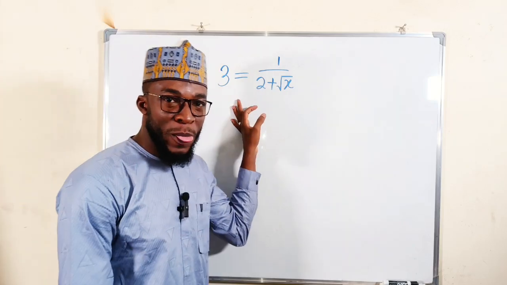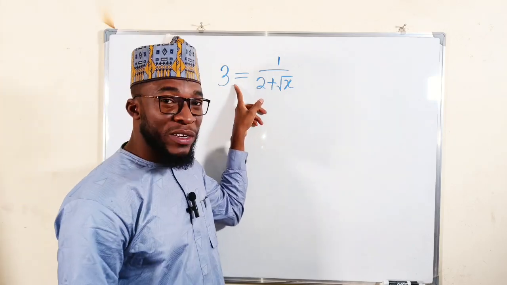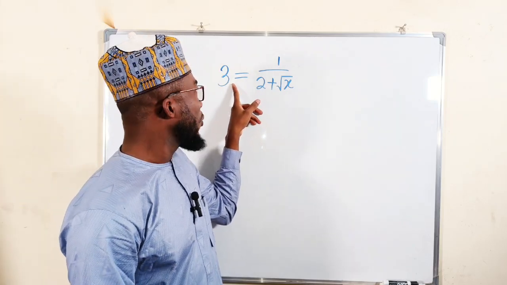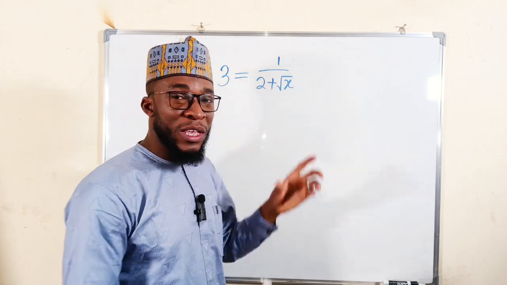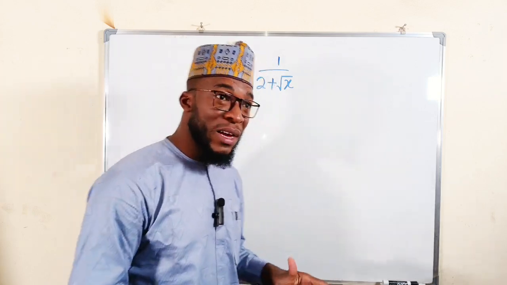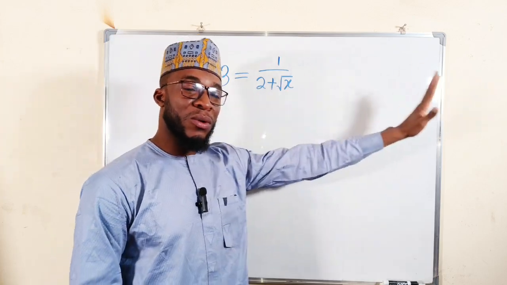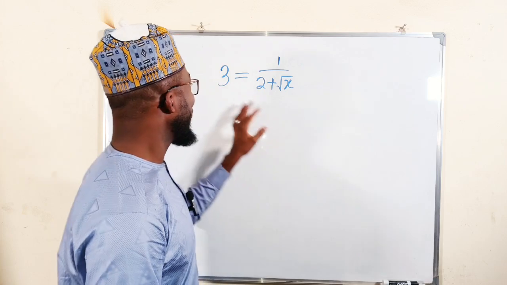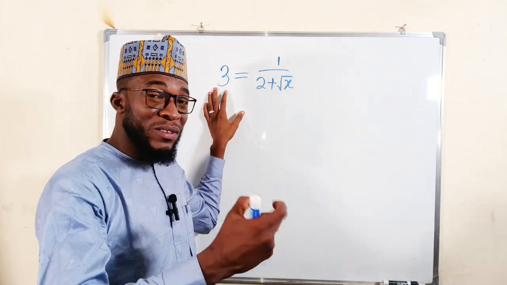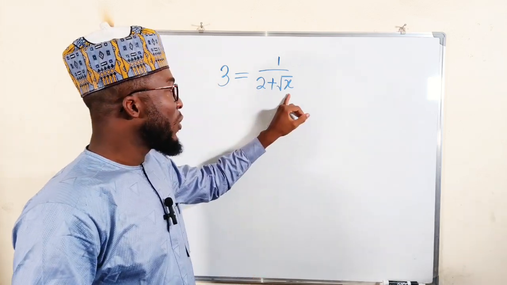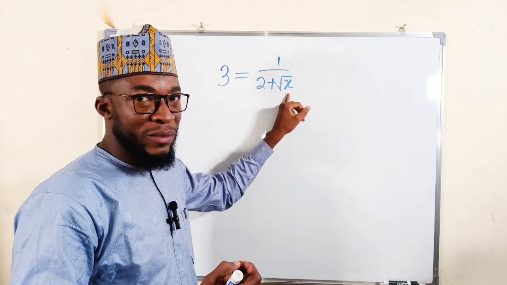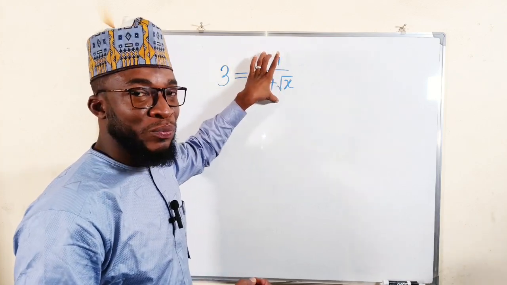This is an equation because it contains an equality sign. And what does this stand for? An equality sign indicates that what is on the left-hand side is exactly the same as what is on the right-hand side. We have no problem with 3 because it is a constant number, right? But here we have a variable x, and this is a fraction.